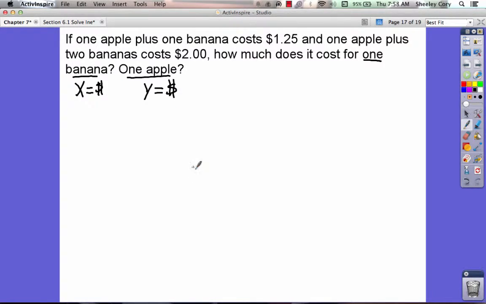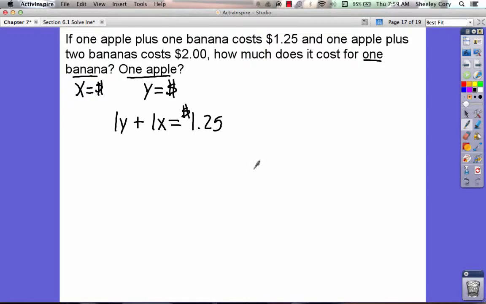So they give us an equation here that we can set up. It says one apple plus one banana costs $1.25. So we can set up an equation using that. One apple is 1y plus one banana, which is 1x, equals $1.25. So the cost of one apple times 1, because we only have one of those, plus the cost of one banana times 1 will give us $1.25.